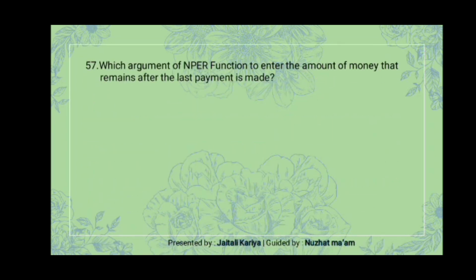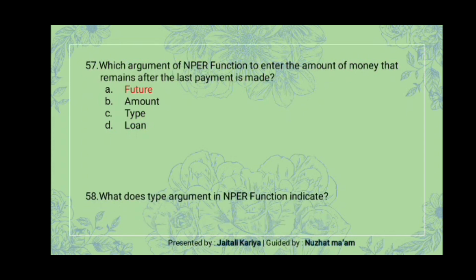57. Which argument of NPER function is used to enter the amount of money that remains after the last payment is made? A, future. B, amount. C, type. And D, loan. And the correct answer is A, that is future.